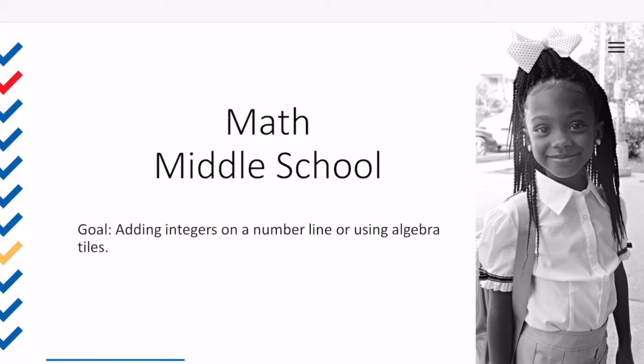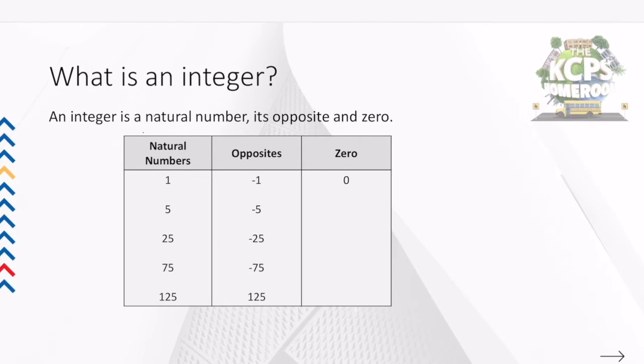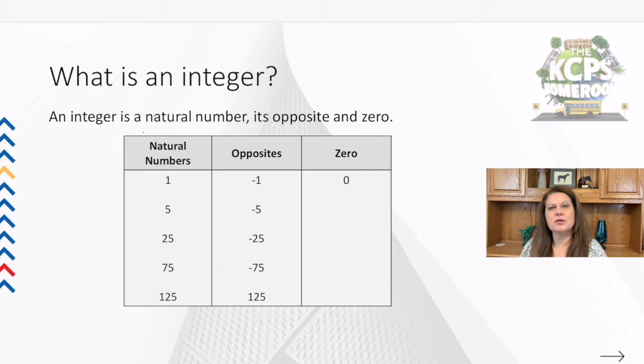When we talk about adding integers on a number line or even using algebra tiles, we first have to understand what is an integer. And an integer is a natural number. This is numbers that you counted with. This is what you learned in kindergarten and first grade. You start counting with 1, 2, 3. Those are natural numbers, and they have opposites.